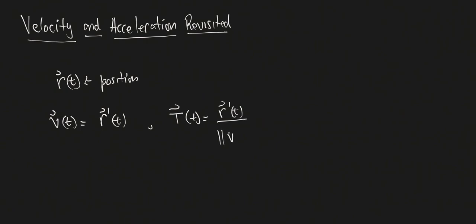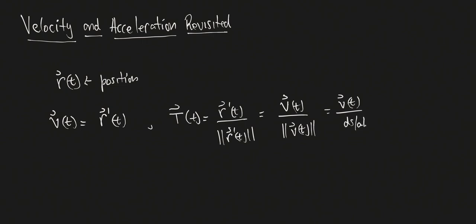So let me write this. So the magnitude of r prime of t. But r prime of t is just the velocity, right? So I can write that the unit tangent vector is simply the velocity vector divided by the magnitude of velocity. But what's the magnitude of velocity? It's speed. And we actually have another way of writing speed. Based on what we did with the arc length, speed is ds dt.